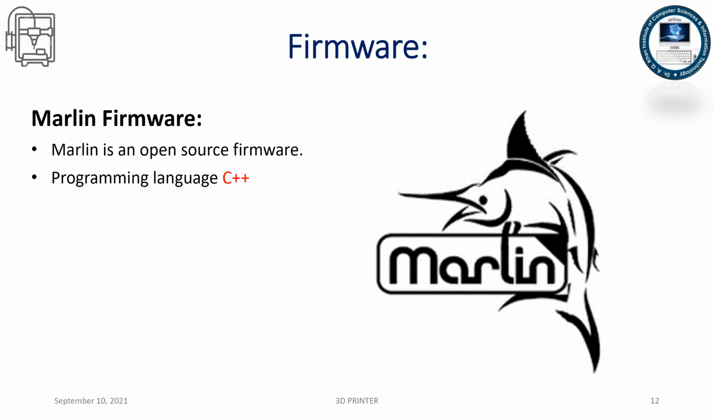We use Marlin firmware for our 3D printer. Marlin firmware is an open source firmware. Its programming language is C++. It has a PID control system to control the temperature of the hot end and heated bed. It also has a safety feature and thermal protection.